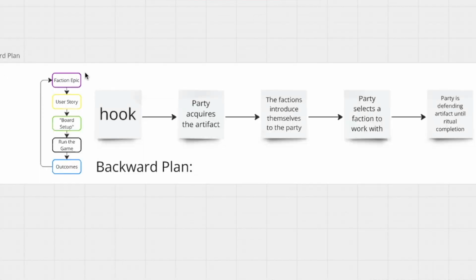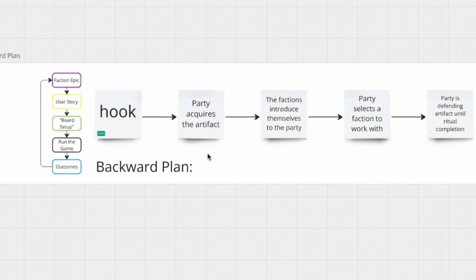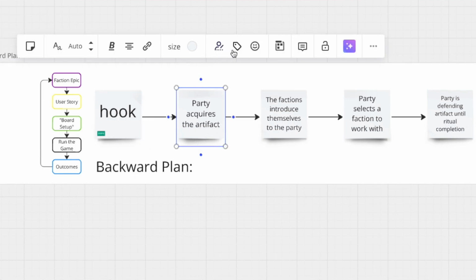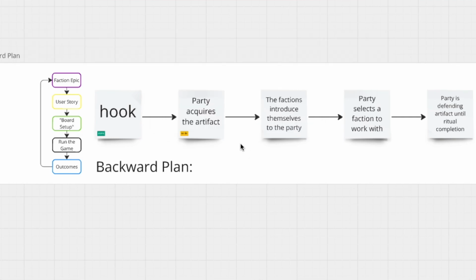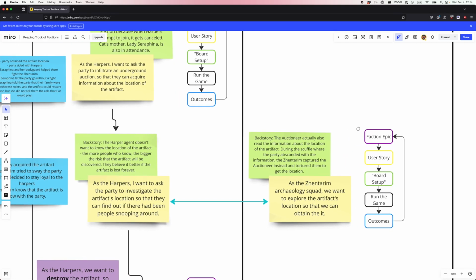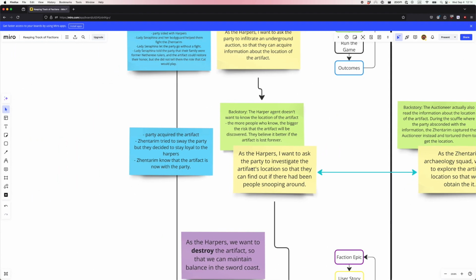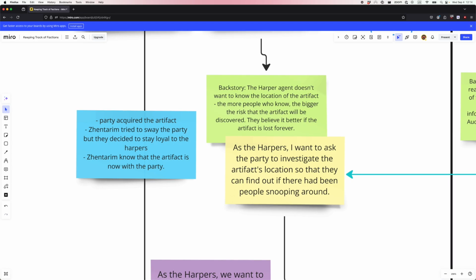Let's go back to step 1. I thought I wanted to play with the Zentarim this time. Looking at our backward plan, the hook is done, so we now have to work on the party getting the artifact. Given this, I came up with a couple of user stories, one for the Zents and one for the Harpers. Let's start with the Harpers. The Harpers want to ask the party to investigate the artifact's location so that they can find out if there are other people snooping around.